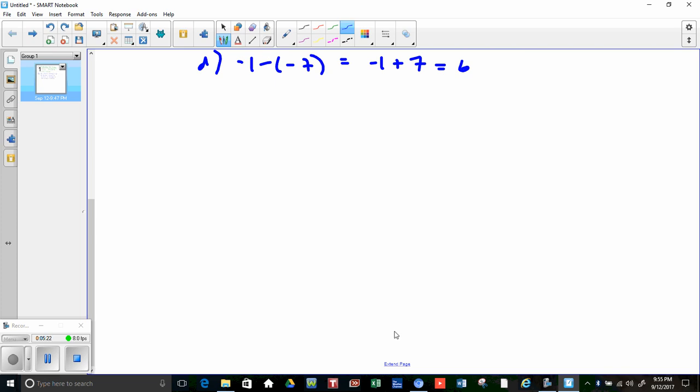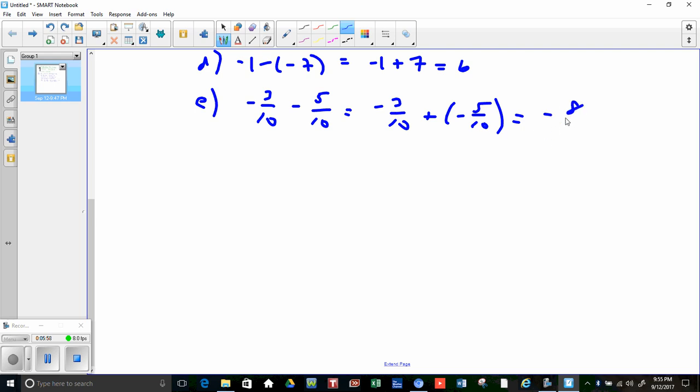The same thing can be done using fractions, so I'll just do one quick example. I'll call it E actually. With fractions, negative 3/10 minus 5/10. Again, change this to an addition problem. So we start at negative 3/10. Now I'm going to add the opposite of 5/10, which is negative 5/10. So if I start at negative 3/10, I go more to the left by 5/10, I'm going to end up at negative 8/10. That can of course be reduced to negative 4/5.